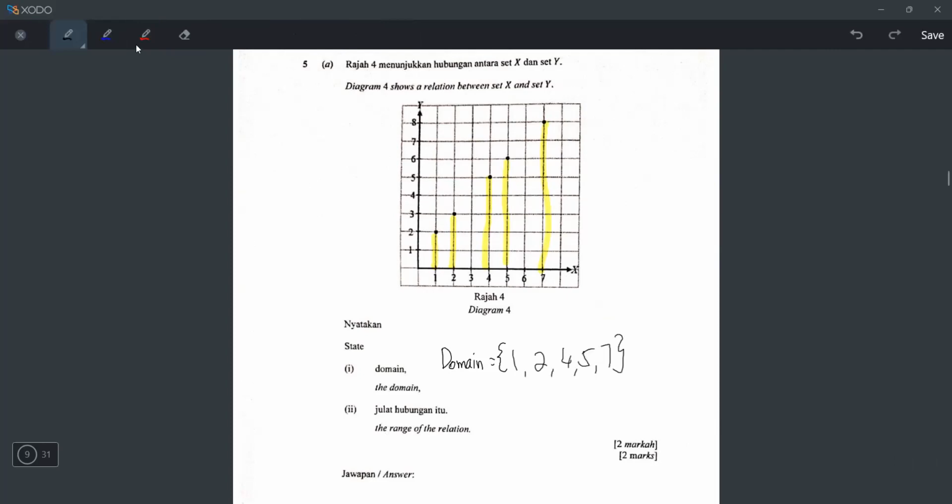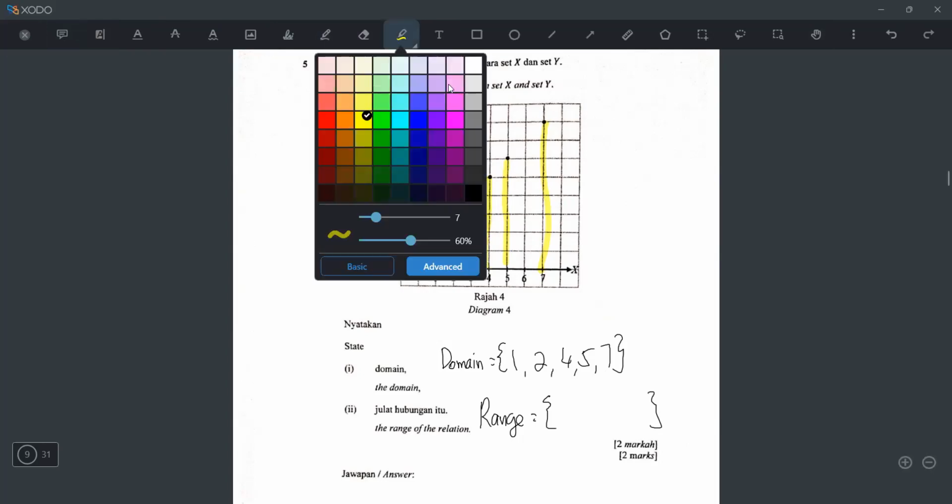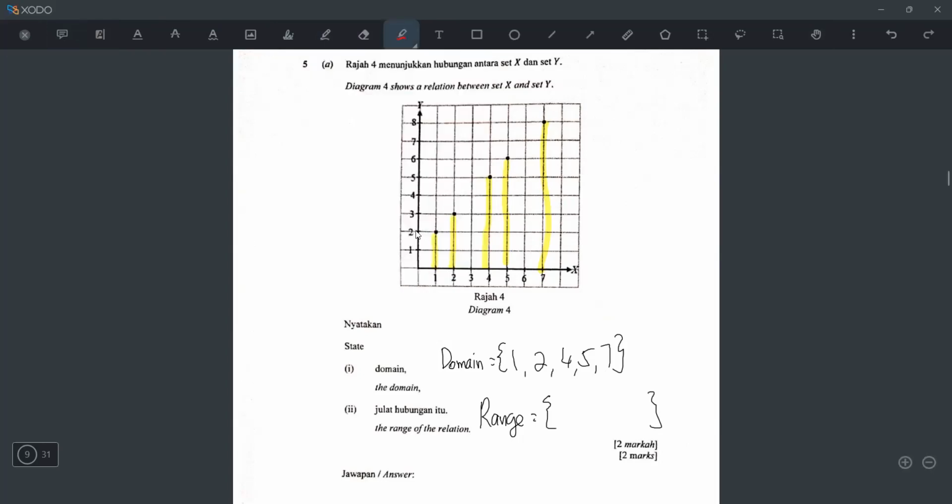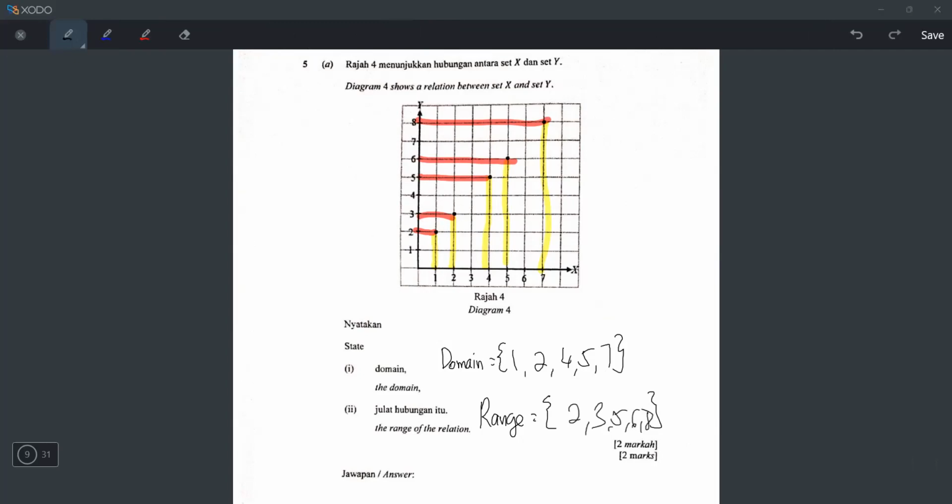And what about the range? The range is the image, but you can only choose the image that has an object. I repeat again, you will choose only the image that has an object. Means you will choose on the y-axis. Image must be on the y-axis. So 2, 3, 5, 6, 8. So you will write 2, 3, 5, 6, 8. So that is the answer. All right. Got it.